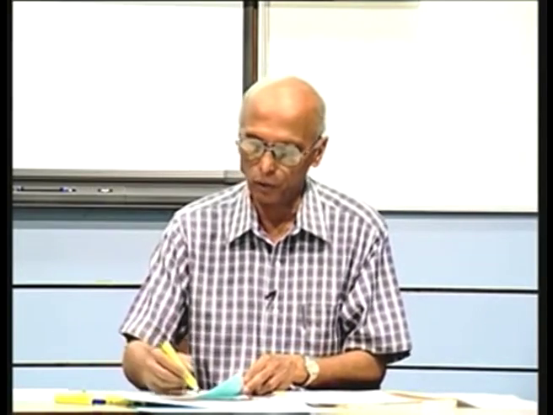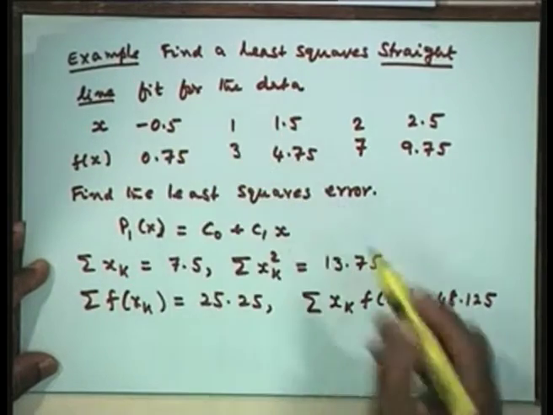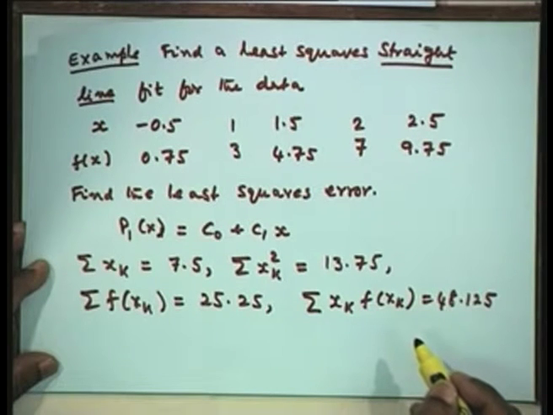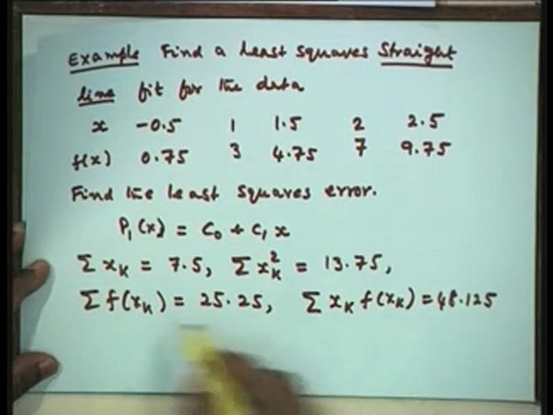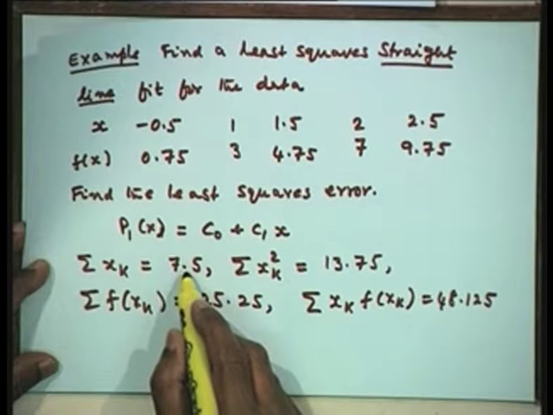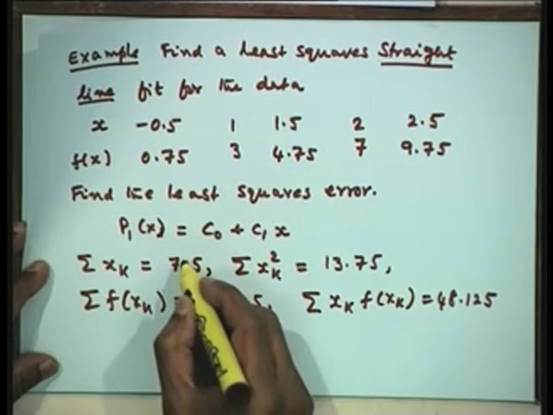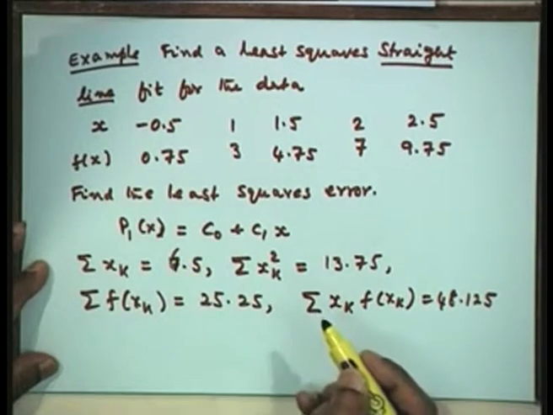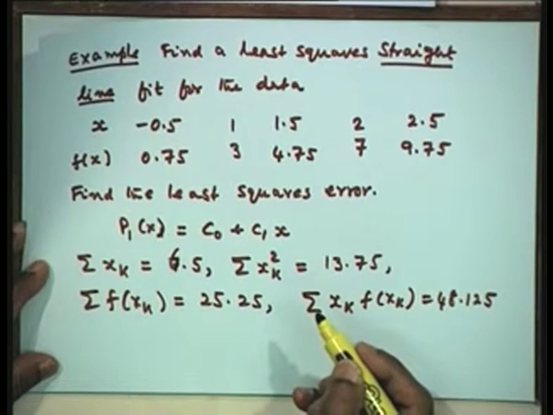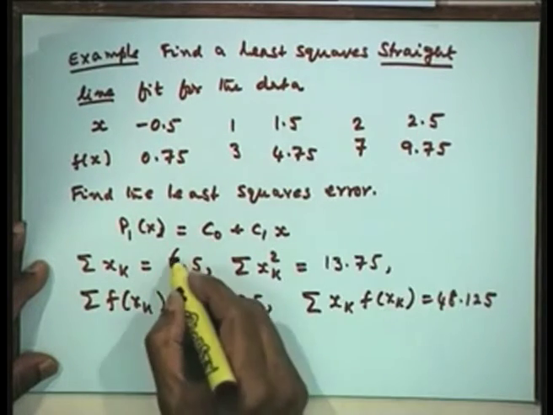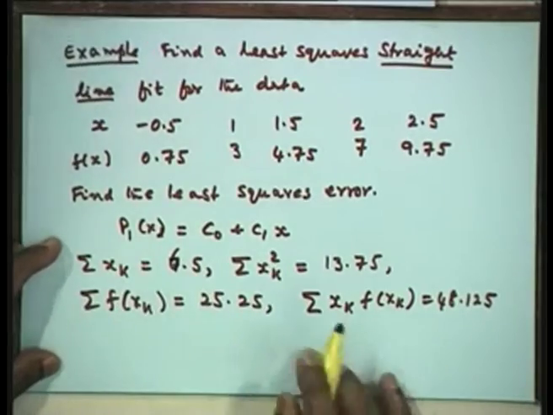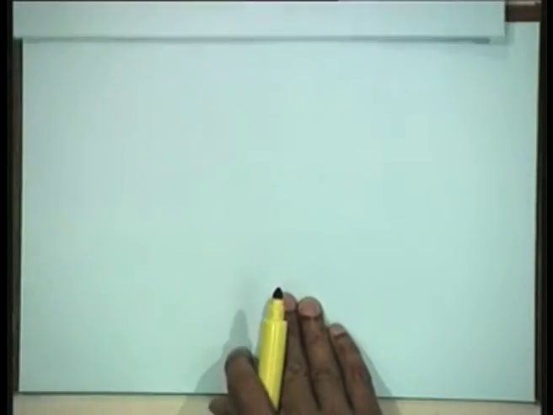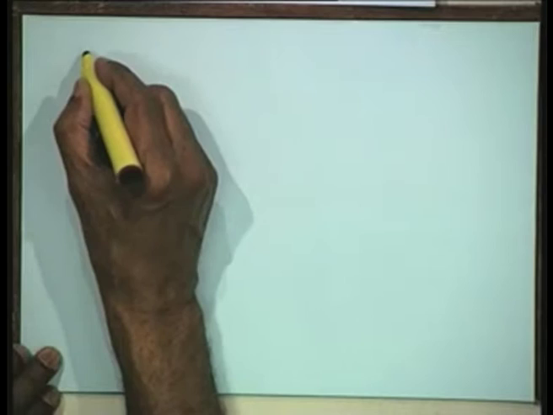Summation f x k, we are writing the product of these two. Summation x k is equal to 7.5. 6 point, okay. Yes, 6.5. Using these values of the summations, we shall write down the normal equations.